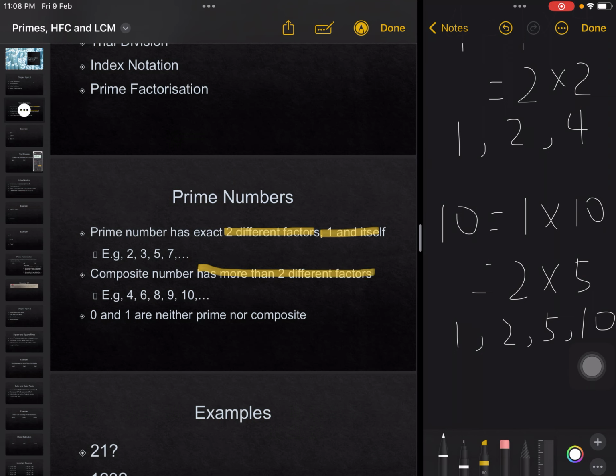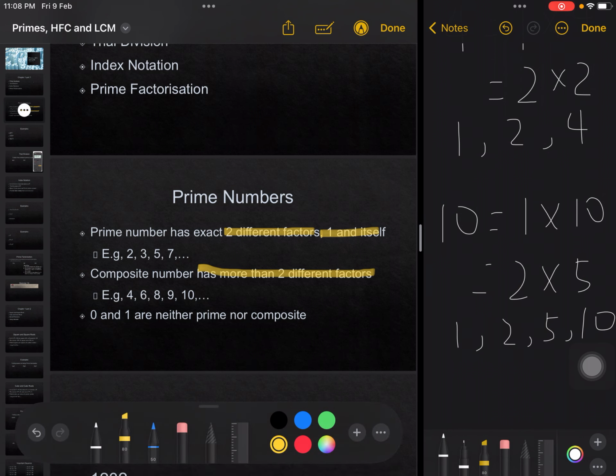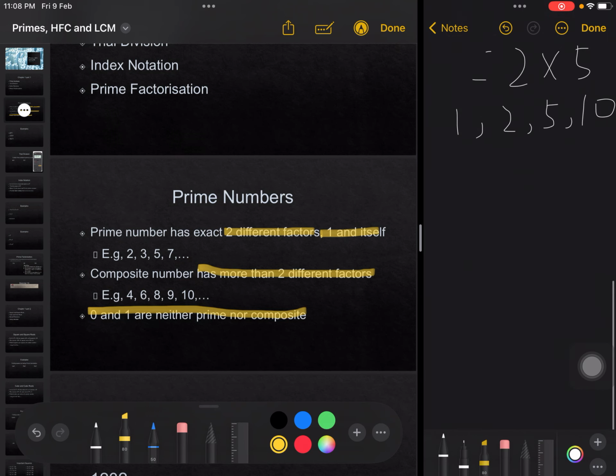Lastly, 0 and 1 are neither prime nor composite numbers. This is something for you to take note of.